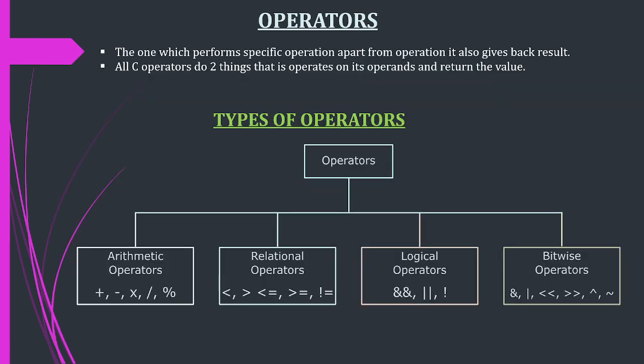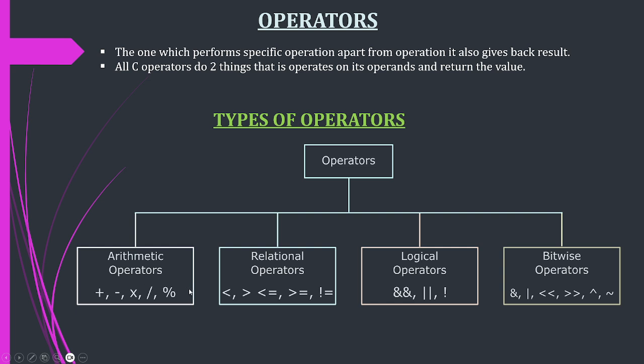Next, move to the operators. Operators are the ones which perform a specific operation, and apart from the operation, they also give back the result. All C operators do two things, that is, operate on their operands and return a value. There are some types of operators: arithmetic operators, relational operators, logical operators, and bitwise operators.